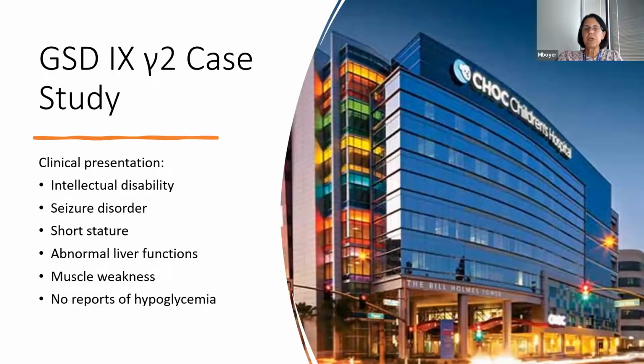His family relocated to the United States at 8.5 years of age, and the quest began to try to identify a unifying diagnosis for his constellation of symptoms. Once in the U.S., medical evaluations noted intellectual disability, seizure disorder, short stature, abnormal liver functions, and muscle weakness, but no reports of hypoglycemia.